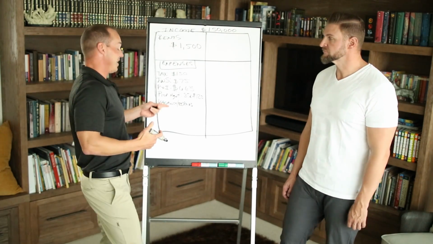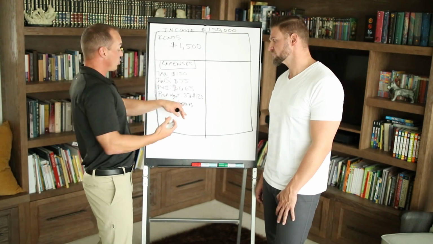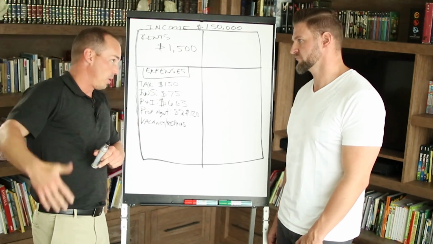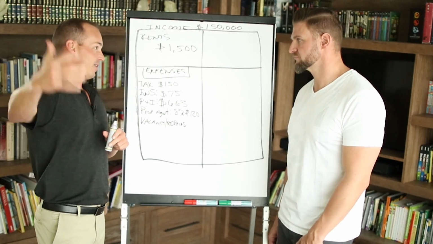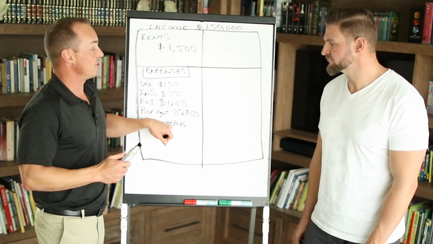And then vacancy and repairs. Again, this is where a lot of people err. They forget about this. I also put capital expenditures in here. You've got your ongoing maintenance, and then you also have your roof replacement, your ACs that go out, flooring that needs to be replaced. And it's important to get these right.